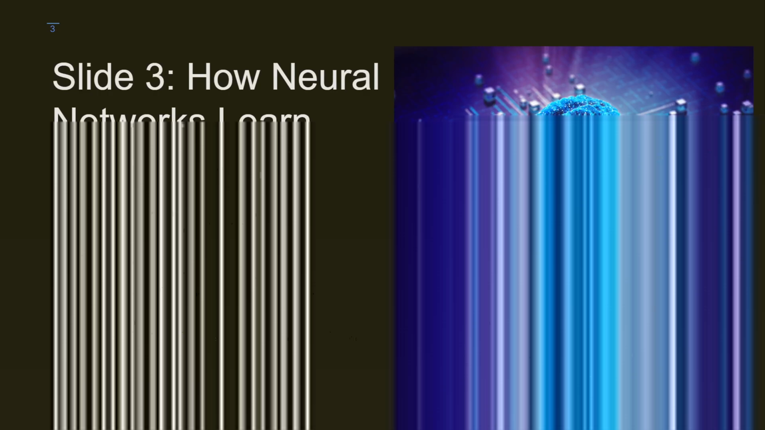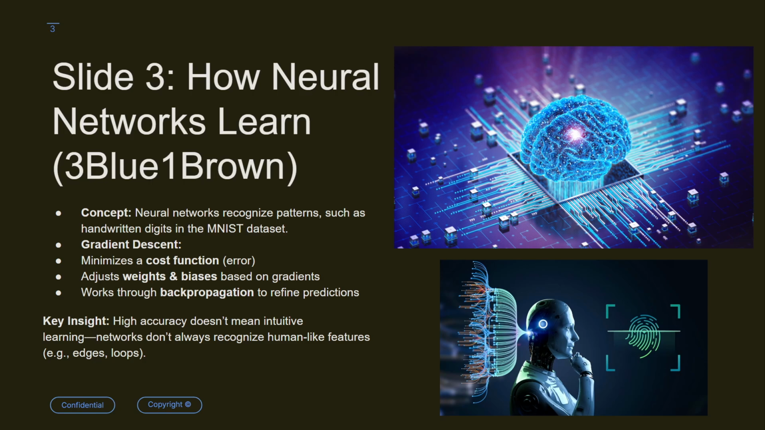So, how neural networks learn. AI learns by recognizing patterns in data. One way to train AI is by showing it thousands of images of handwritten numbers to teach it to recognize digits, just like we do. AI improves through a process called gradient descent.